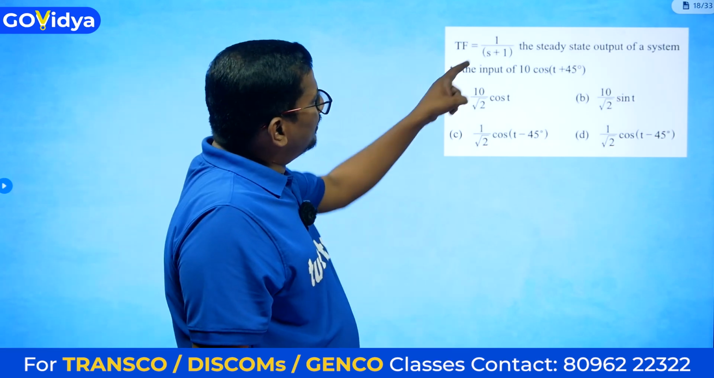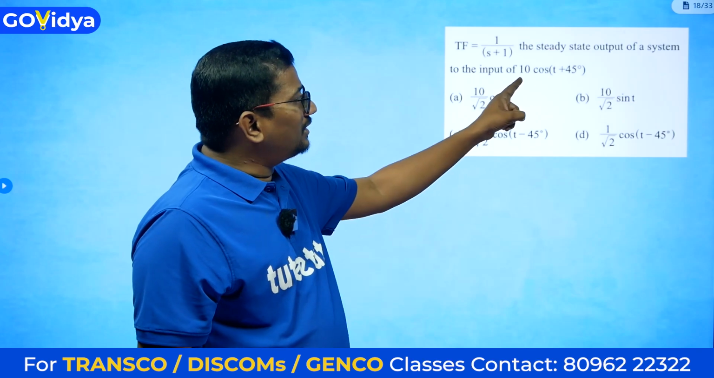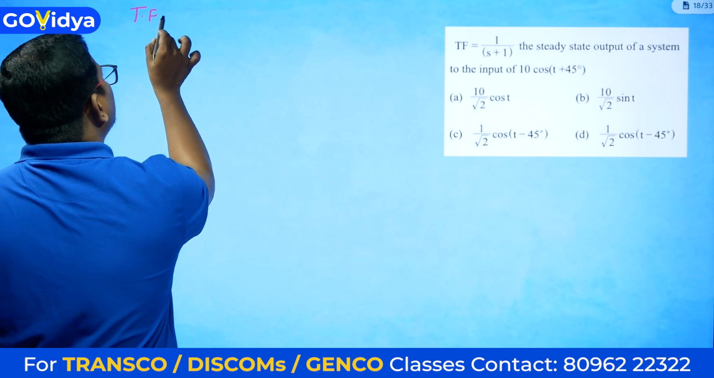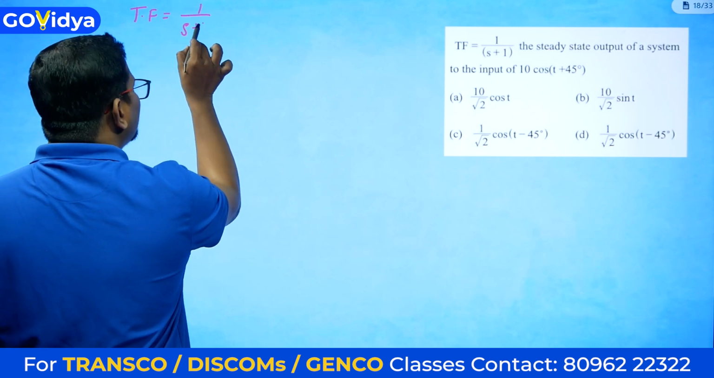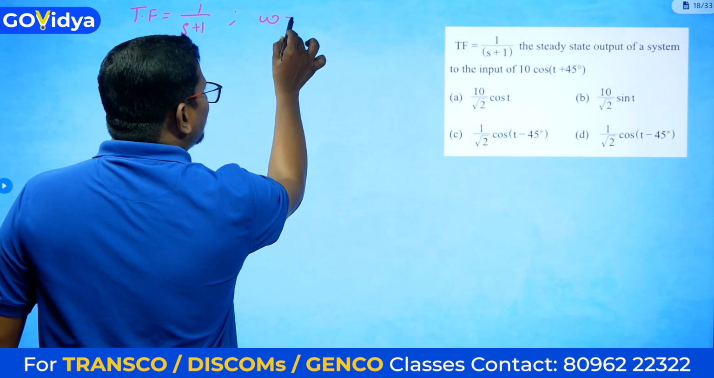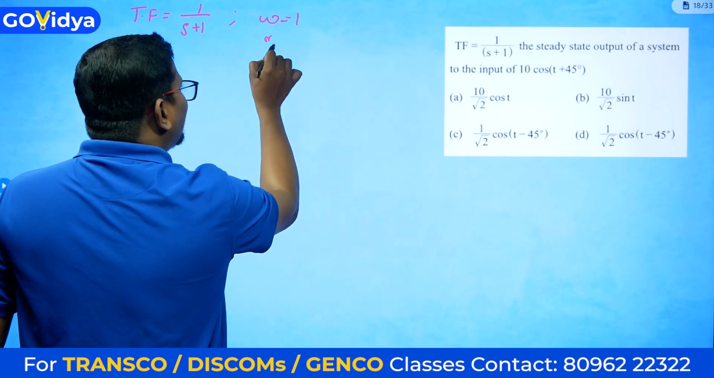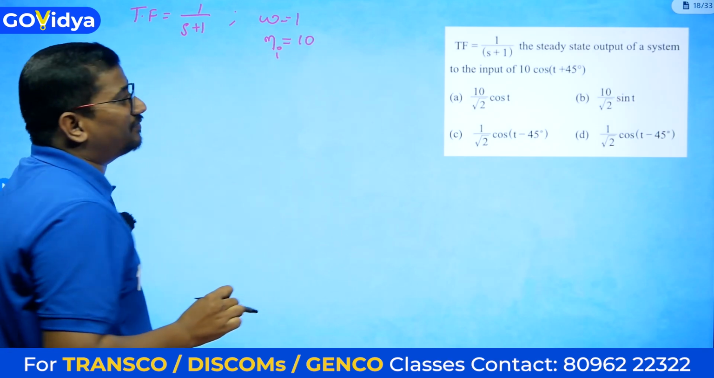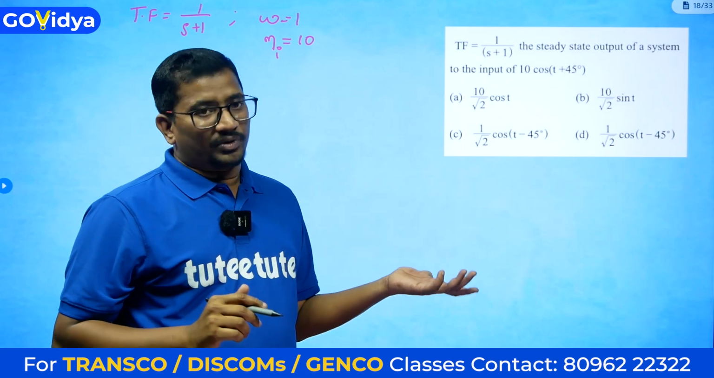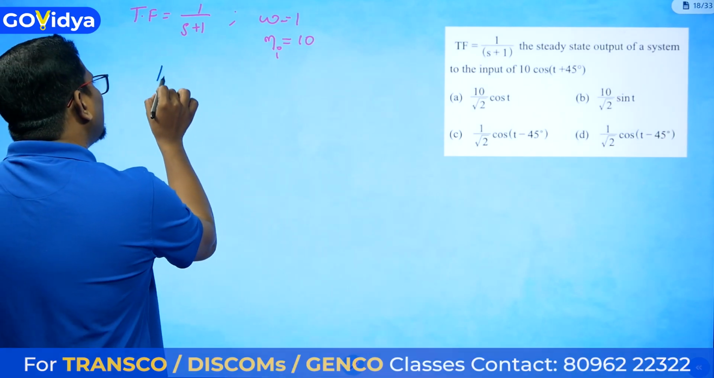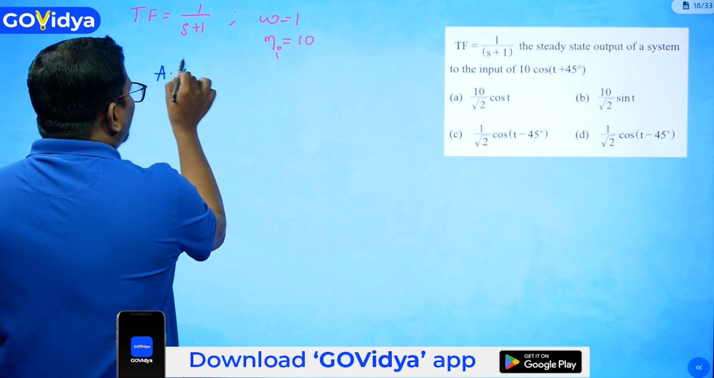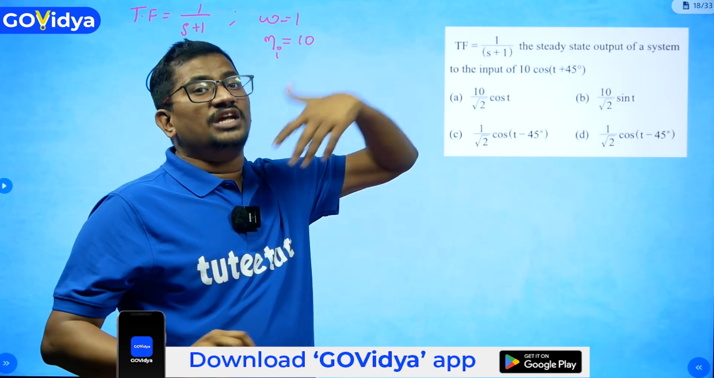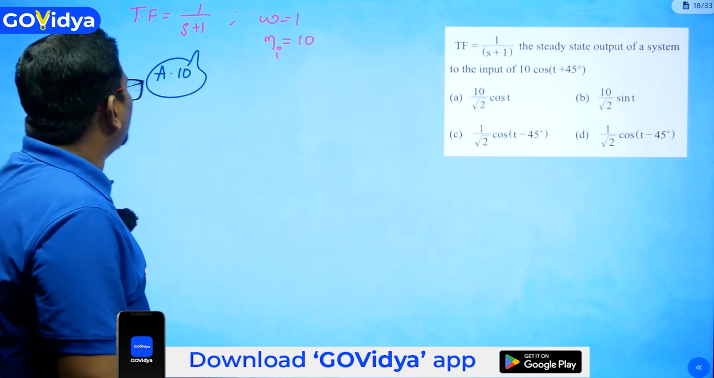Now if you see this question, they have given a transfer function 1 by s plus 1. What is the input? 10 cos(t plus 45 degrees). So the transfer function is 1 upon s plus 1, and omega here is 1 radians per second. The magnitude of the input is 10, M suffix i for the input. Now what are they asking? The steady state output. Steady state output means, as I told you, A into 10 you need to calculate, because 10 refers to the input side, and A refers to the change in magnitude with respect to this input.